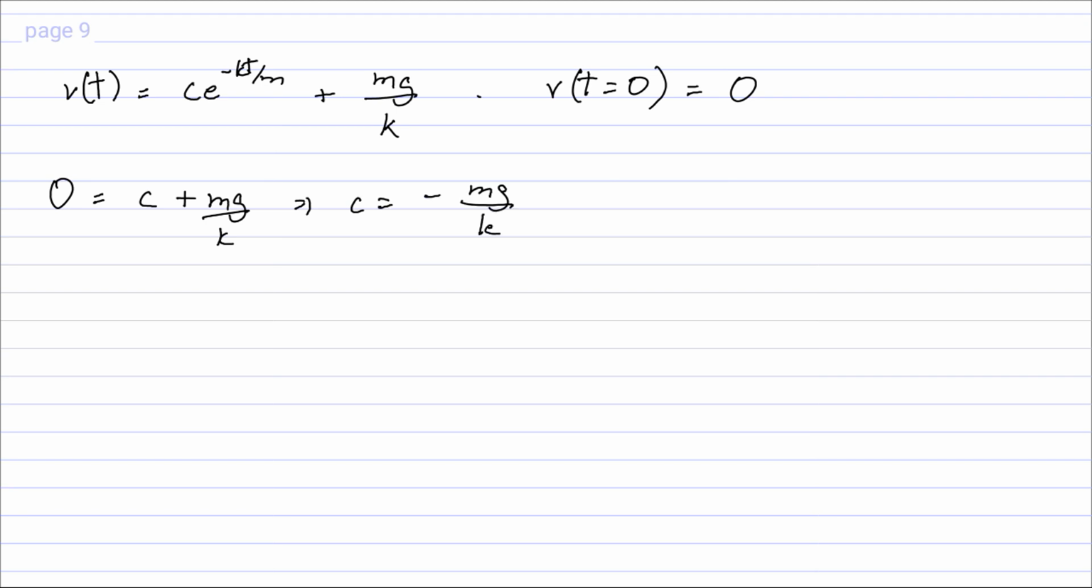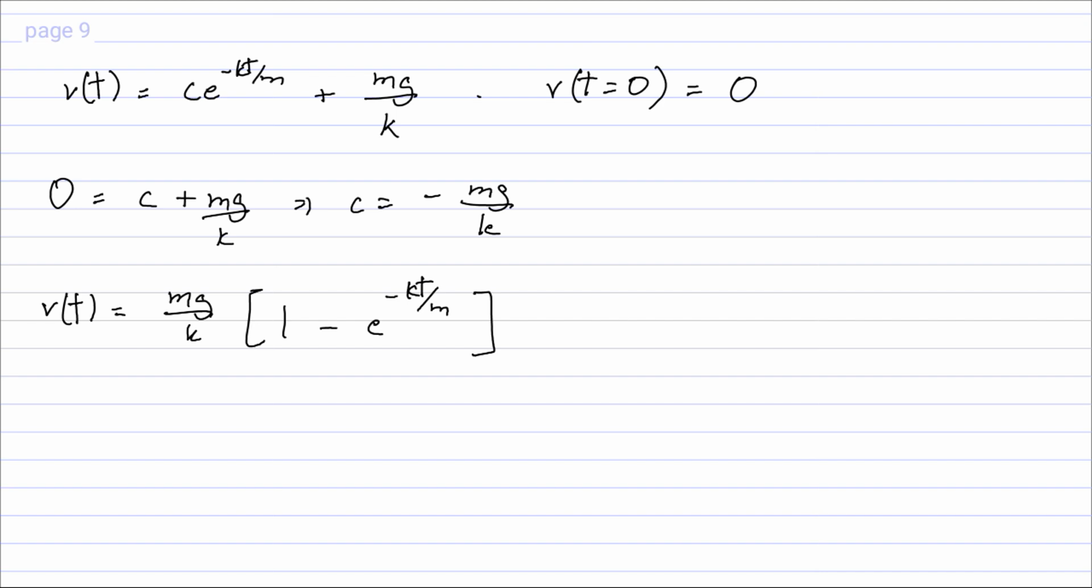Okay, so in other words, v of t is going to be equal to mg over k times 1 minus e raised to power minus kt over m. So that's what I get. Let's see whether this makes sense or not. At t equal to 0, of course I get 1 minus 1 in the brackets, so I get 0 for the speed. Okay, that makes sense because I assume that the object is falling from rest.